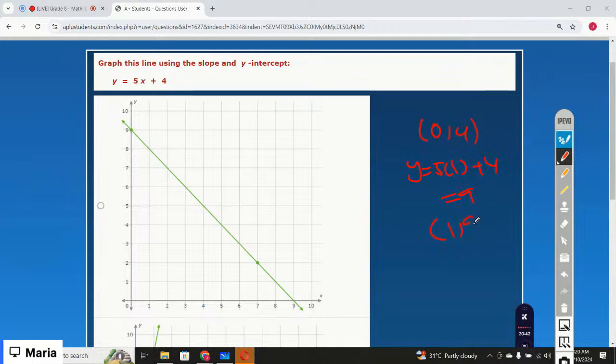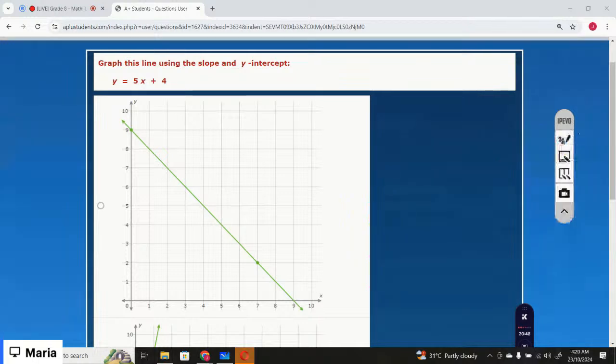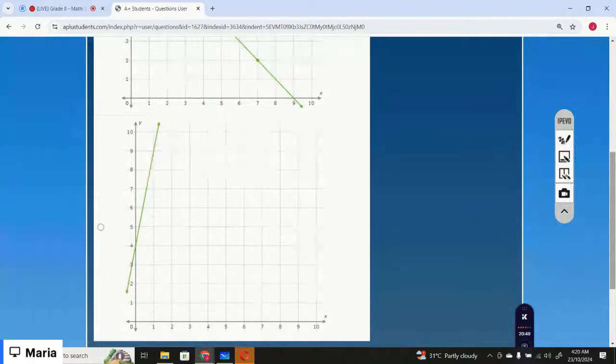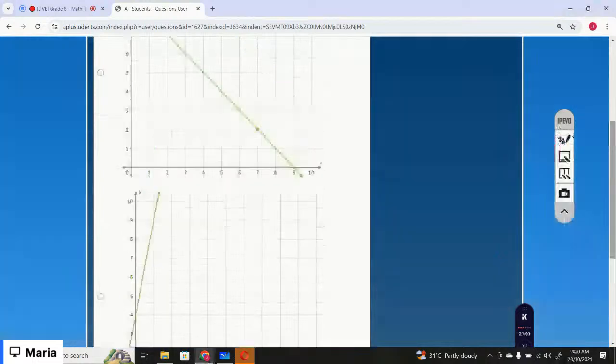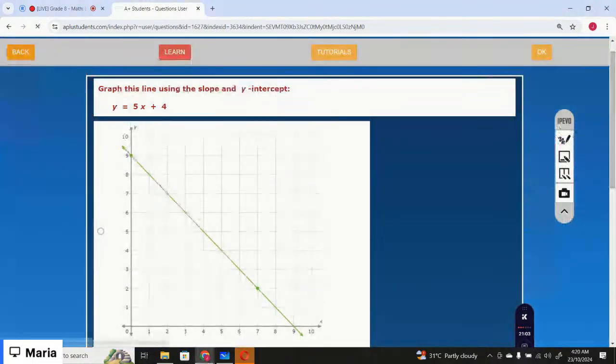x is 1 and y is 9. This is not the correct option. Just look at the second one, 0, 4. So here is the point 0, 4. x is 1, y is 9. So option number 2 is the correct option. Got it? Okay, you can complete the lesson by yourself later today. Let's just move to the next lesson.